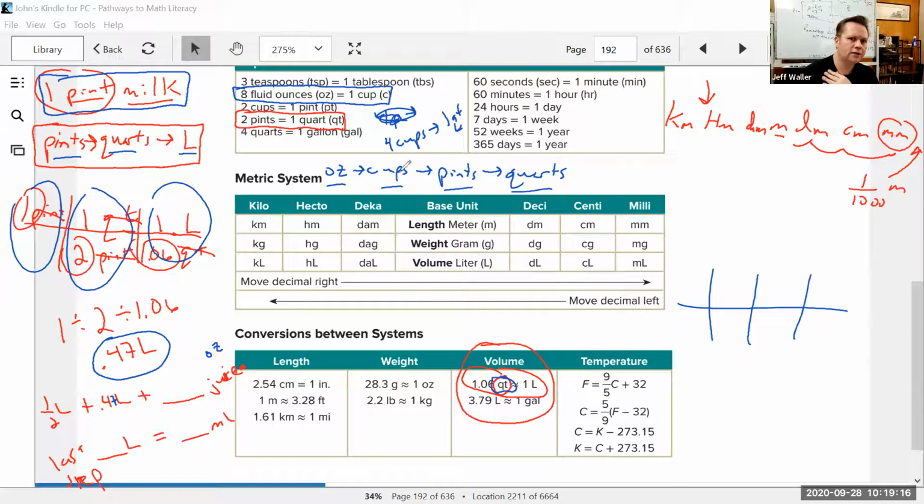So what I just did, you don't have to, but I created a new conversion that's not on the chart, using something they gave me on the chart. That's fine. So now I don't have to take this many steps. I can go ounces to cups to quarts. I can go directly from cups to quarts if I want to, using what I just created.